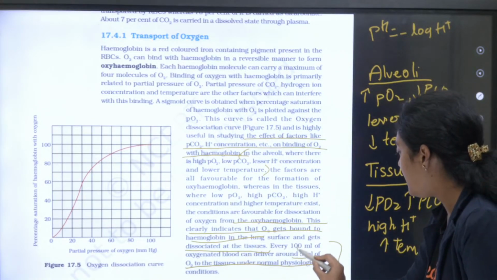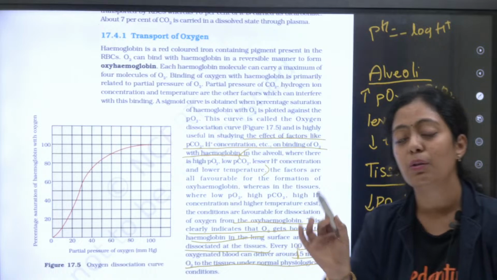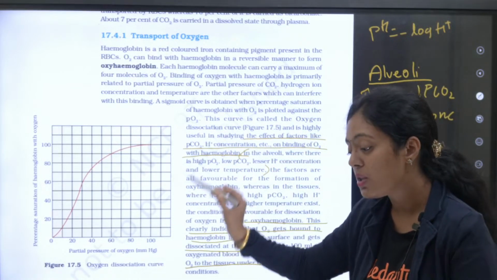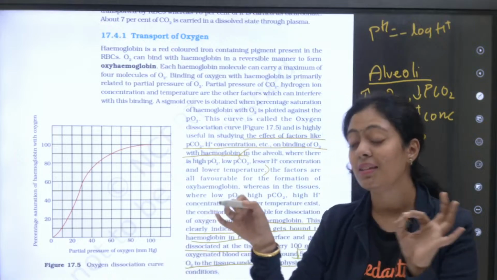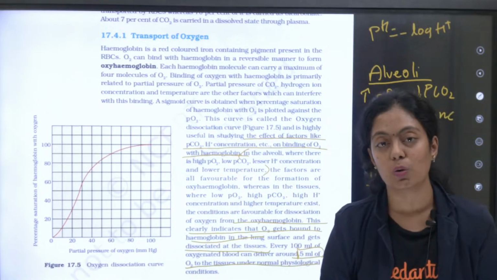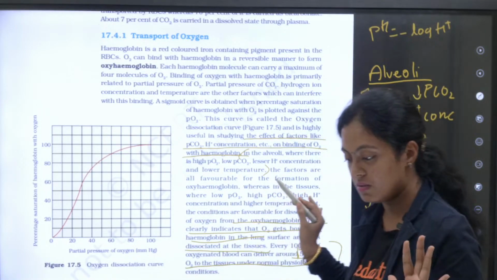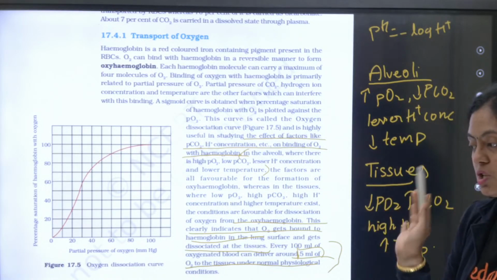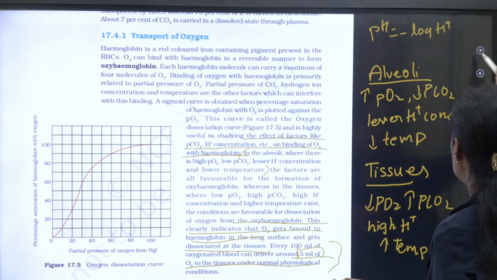This is very, very important. They can ask: every 100 ml of oxygenated blood carries dash ml of oxygen to the tissues. Everyone write it as 5 ml in the chat section. Learn it right now. We will study carbon dioxide next. Okay, this is the oxygen dissociation curve, guys. Now we shall continue.